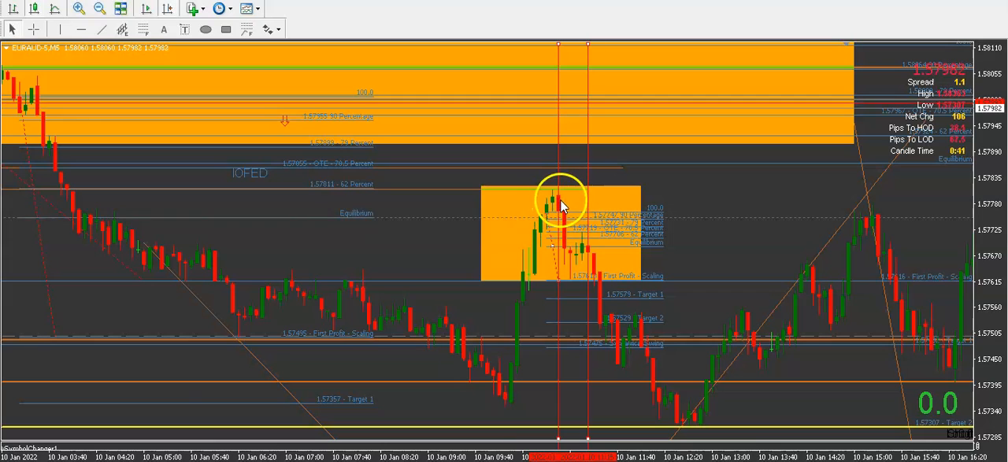So there goes the, that's right on the, there you go, 10:50. So this is a 5-minute candle. So now we will go in to the 1-minute.